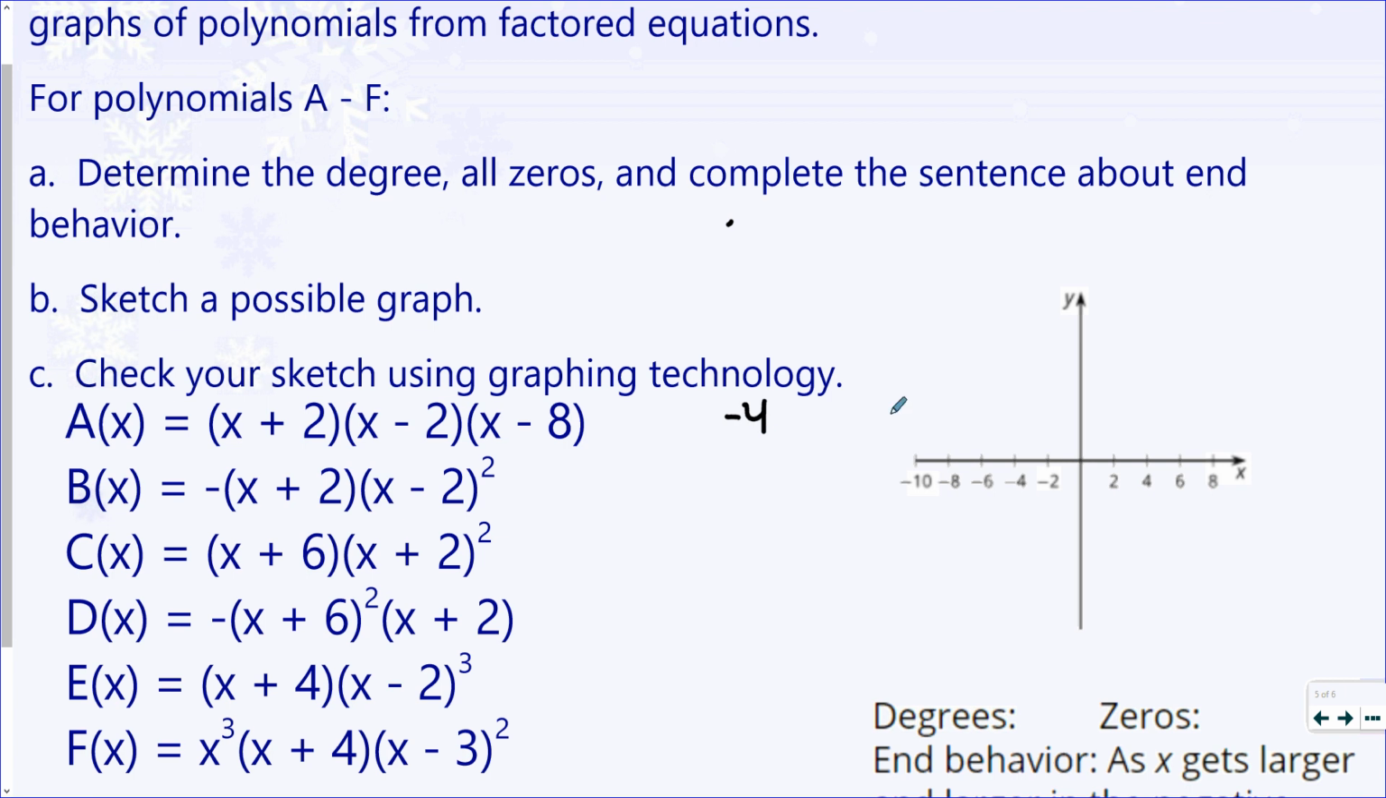-4, 3, and also 0, because 0 times anything is 0. Okay. What degree is it? X to the third, another x, two more x's. It's a degree 6.